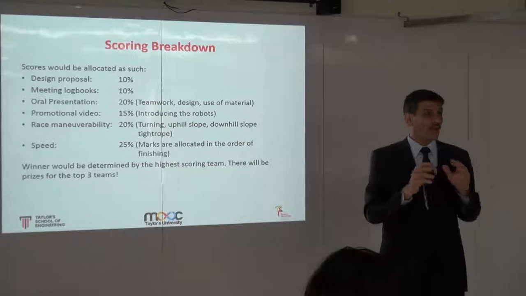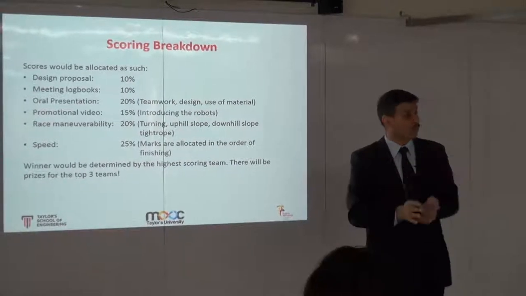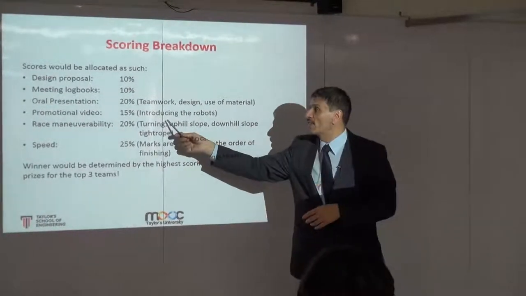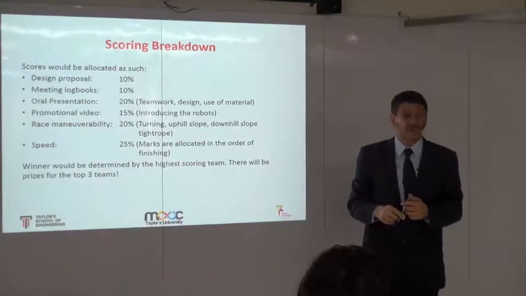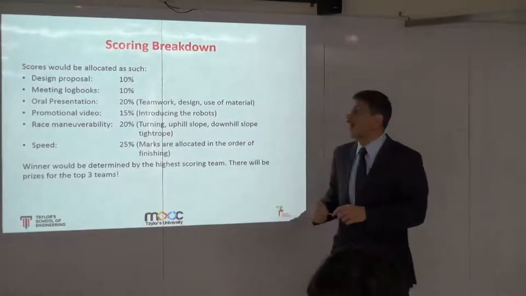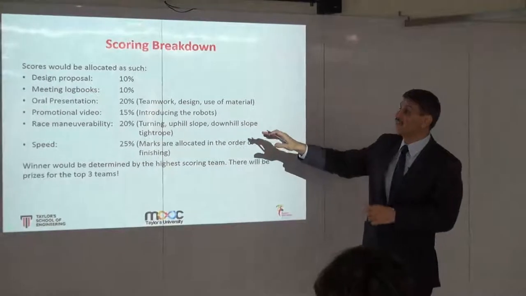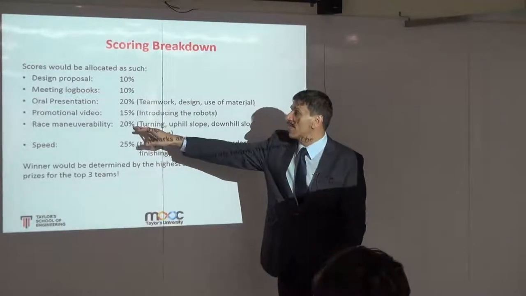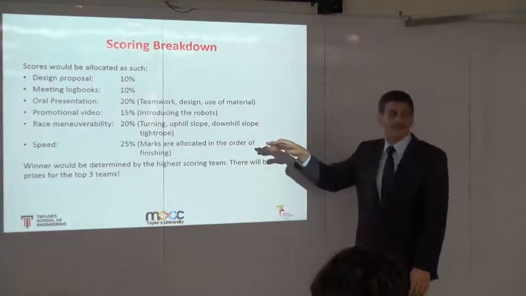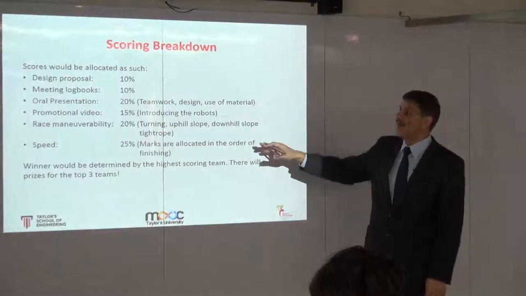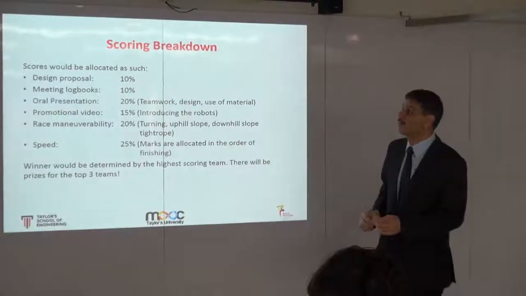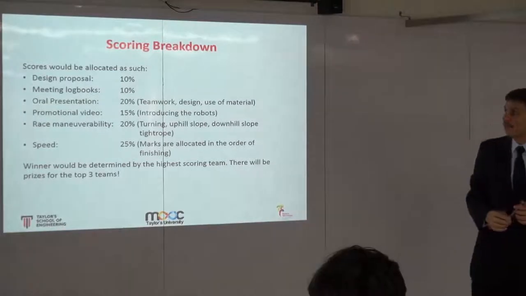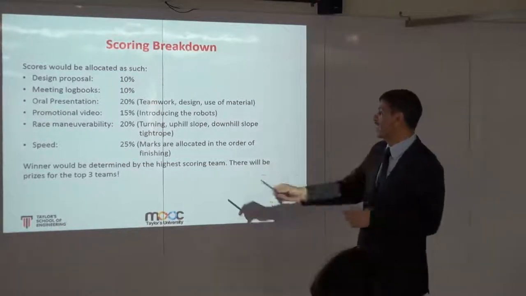We would like every group to have a promotional video for their robots to introduce them. This will carry 15 marks. And the race itself will have 20% for turning and different maneuvers. And the speed will carry 25% of the mark. So the winner would be determined by the highest scoring team.